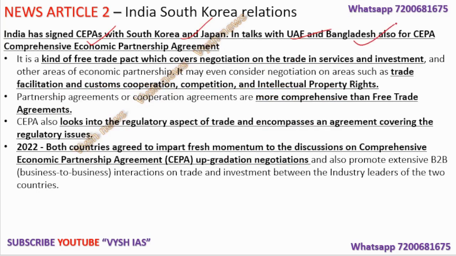With Bangladesh and others, we are in talks for doing the same thing. And what is this? As I told, a free trade pact where you will do more trade, like in services, investments, intellectual property rights, cooperation and competition. Many things are there. Bigger than this is a customs union. Like the European Union, right? European Union is the ultimate, you can say, of the best partners. Everybody has the best trade relationship. So that also you have to know.